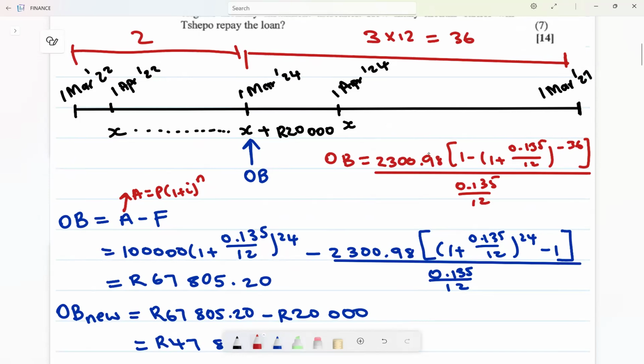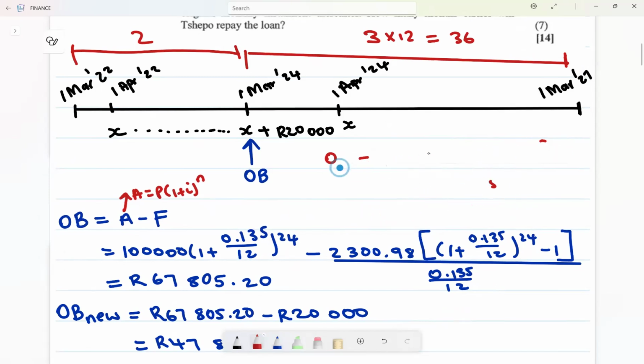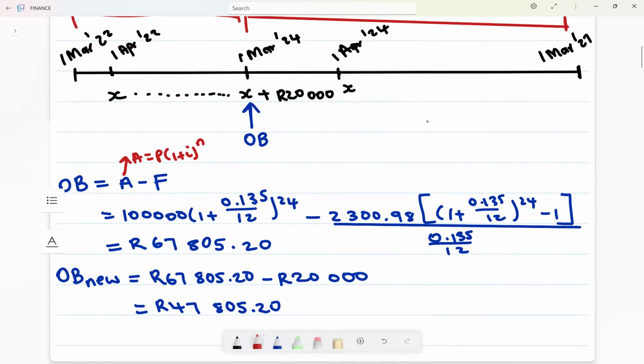Either way, both of these methods are acceptable, by the way. When we use this one, we get something like 67,804.94. So can you see? This one is 67,804 and this one is 67,805. It's only a small margin. Then you also subtract 20,000 from that value. It's still the same thing. I just wanted to clarify that for those who are using that method, that it is the same.